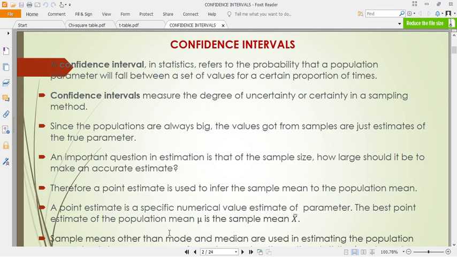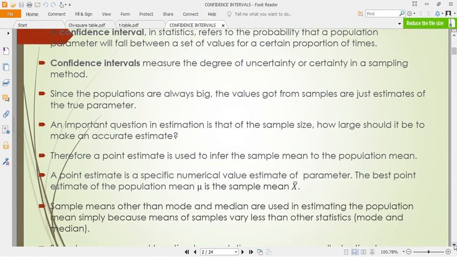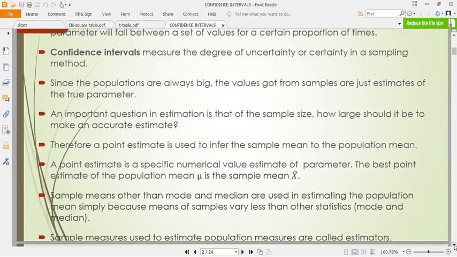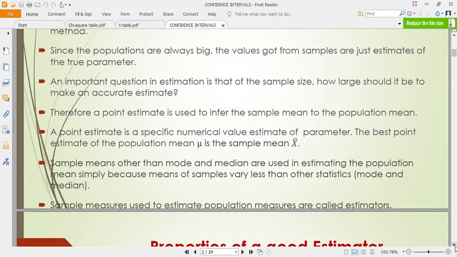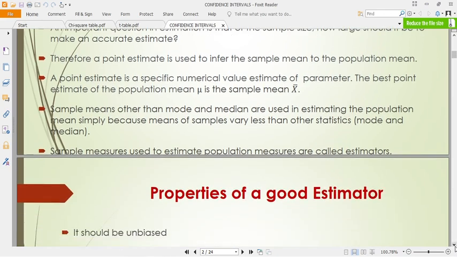So a point estimate is that specific numerical value of a parameter. And the best estimate we always use is the population mean. Mean is used other than other statistics like mode and median. We use the mean because the mean varies less than the mode and median. So as we are looking at confidence intervals, we're going to be using the mean.